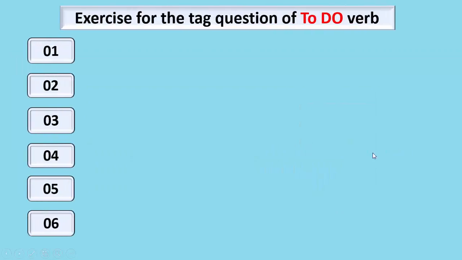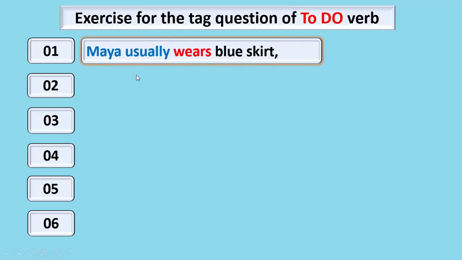So now look at the exercise. Let's try ourselves. I will utter 12 sentences for you, and after uttering all the sentences, I will give you a short pause of 5 or 6 seconds. And within this time, you have to say the answers, and then I will show you the answers. Look at the first sentence. Maya usually wears blue skirt.